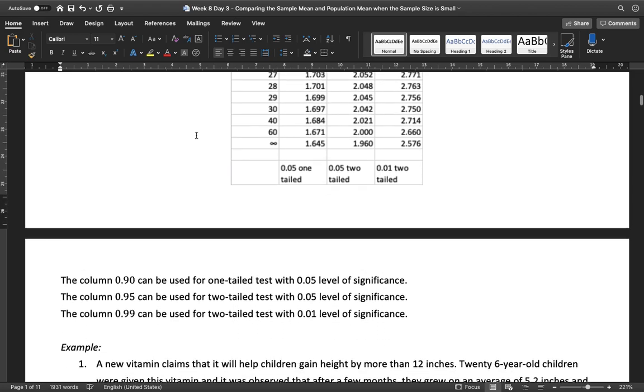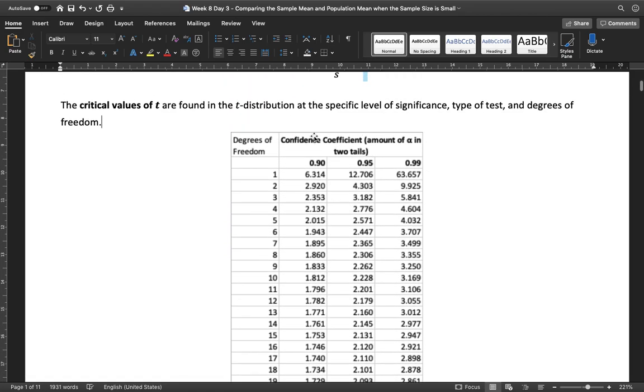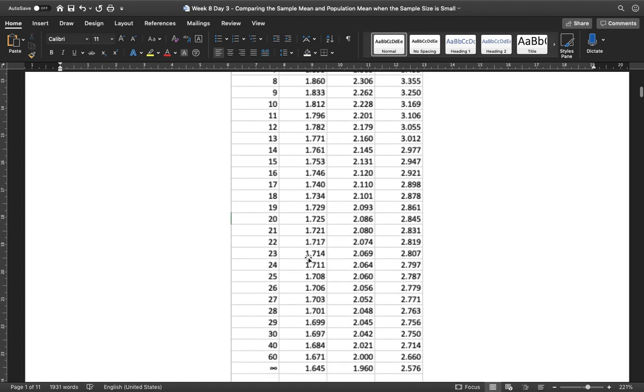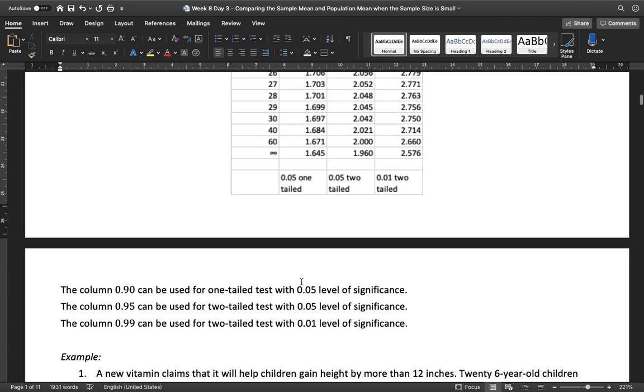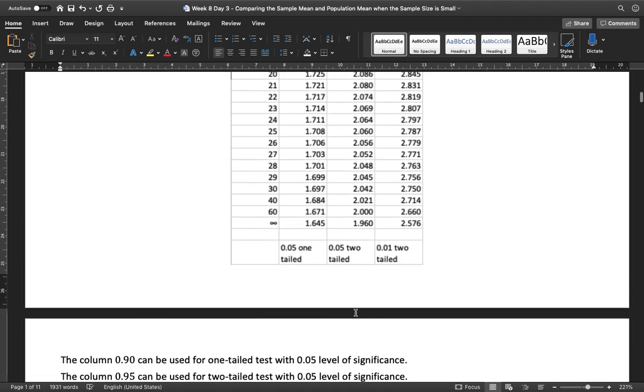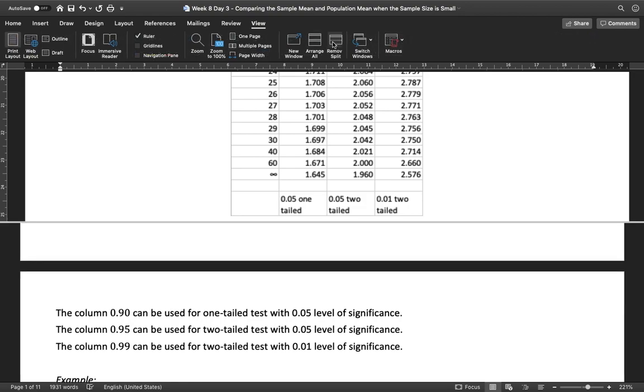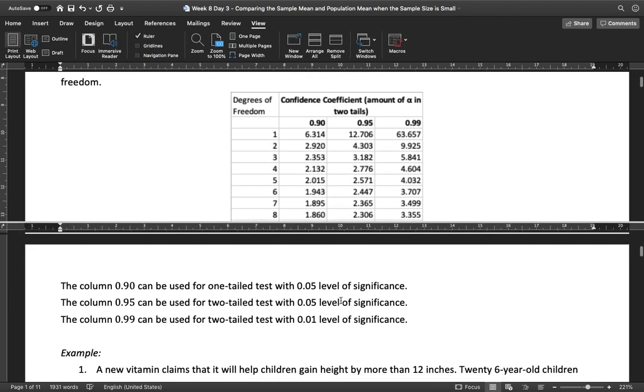Same lang yan. Now the column 0.90, we're going to adjust this. Kasi wala namang 90, 95, 99 dito eh. So 0.90, yun yung gagamitin natin kapag one-tailed test with 0.05 level of significance. Yung column na 0.95, split ko nga para mas makita natin. Ayan. Again, 0.90 gagamitin kapag one-tailed, 0.05 level of significance. Yung 0.95 na column, we use that for two-tailed test, 0.05 level of significance. And yung 0.99, two-tailed test, 0.01 level of significance.